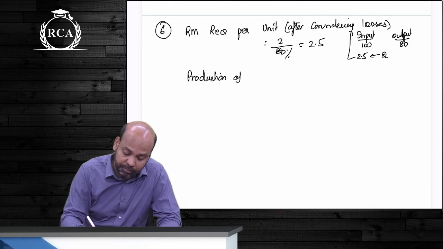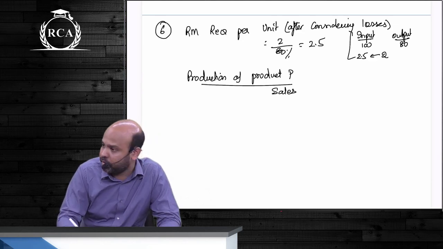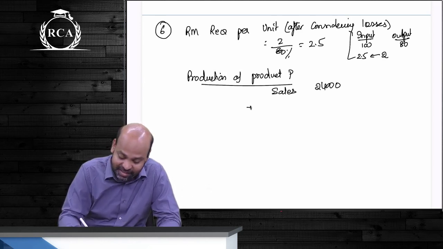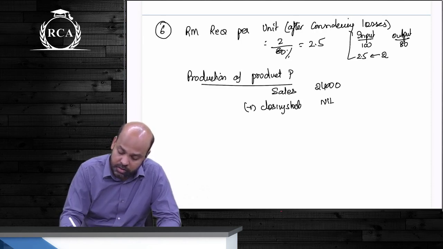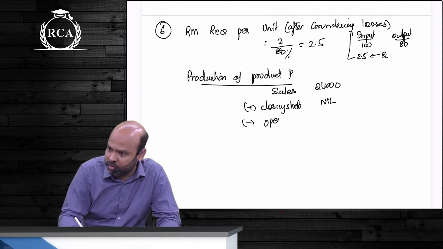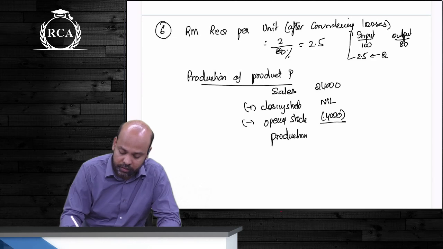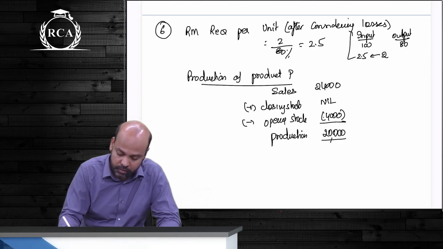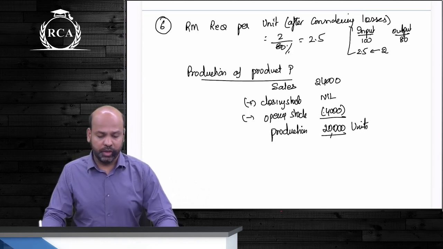What is the production of the product? What is the name of the product? Product P, right? I have written the same. Sales are how much? 24,000. Closing stock is 0. Opening stock 4,000. Production of product P is 20,000 units.